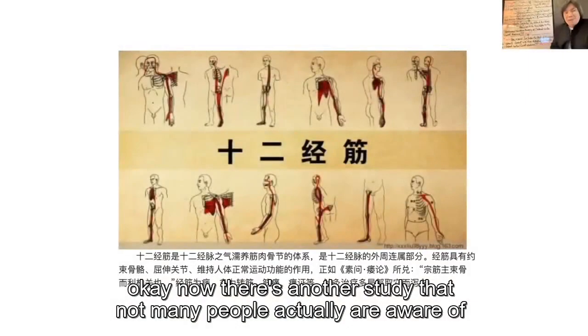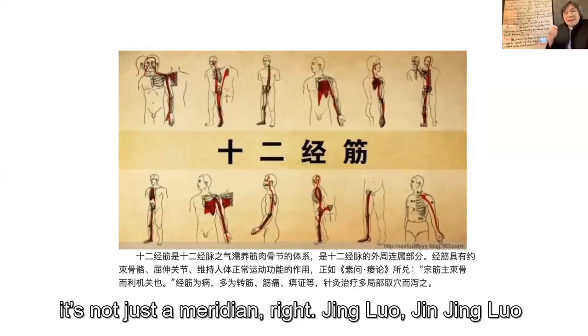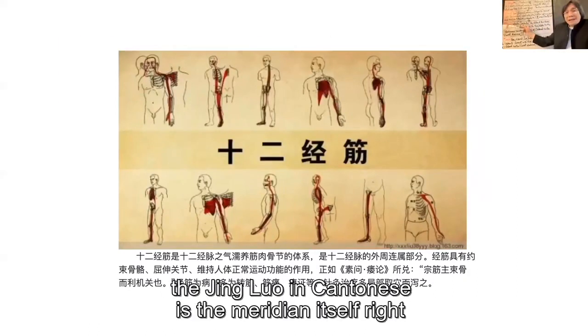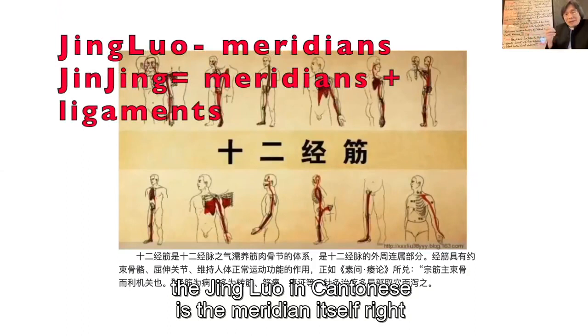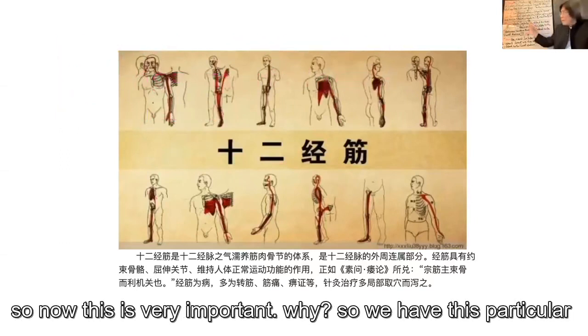Okay, now there's another study that not many people are aware of, unless you are really specializing in the Chinese, shall we say, Taoist medicine side. It's not just a meridian. Kinh lok, gan kinh. The kinh lok in Cantonese is the meridian itself, right? Gan, kinh gan, that is ligaments. So now this is very important.